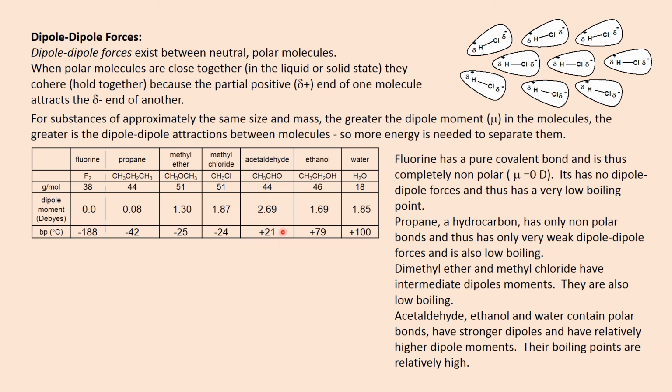They still are relatively low boiling, although a little higher. And finally, we have acetaldehyde, ethanol, and water. And they contain polar bonds. They have stronger dipoles and relatively higher dipole moments. Their boiling points are relatively high.